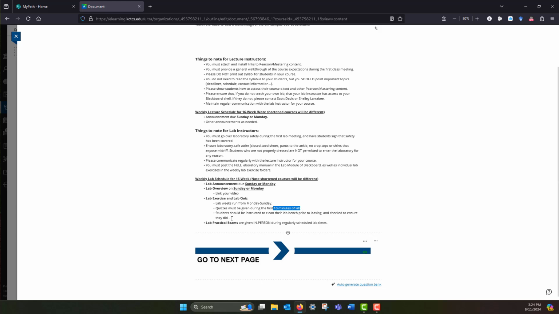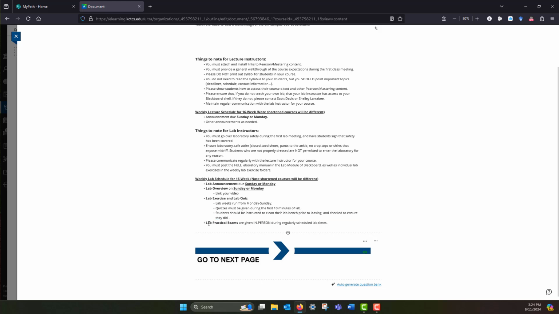Then, after doing the lab activity, which every student should participate in, students should be instructed to clean their lab bench prior to leaving, and then, before they leave, you should check to ensure that they actually did clean their lab bench, which includes putting away microscopes, wiping up spills, anything like that.